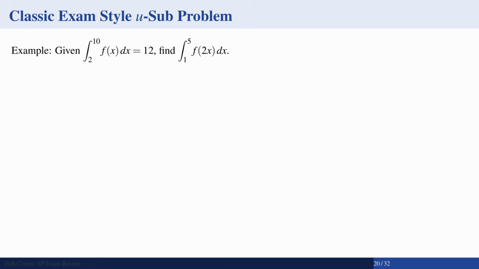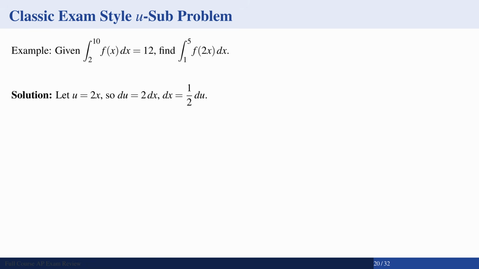All right, here's another classic example of a u substitution type problem. So we are given the integral from 2 to 10 of f of x dx is 12, and we want to find the integral from 1 to 5 of f of 2x dx. They're just trying to get you to forget to sub for dx here, I think, because otherwise everyone's probably going to just dive in. So if u is equal to 2x, then 1/2 du is equal to dx.